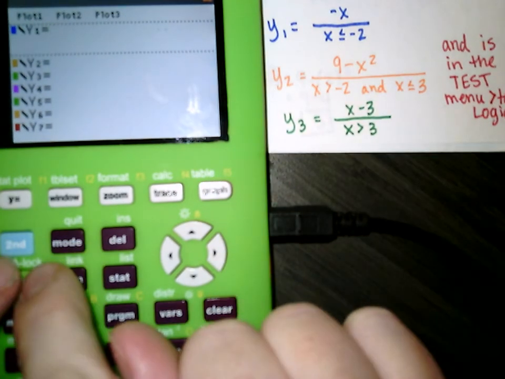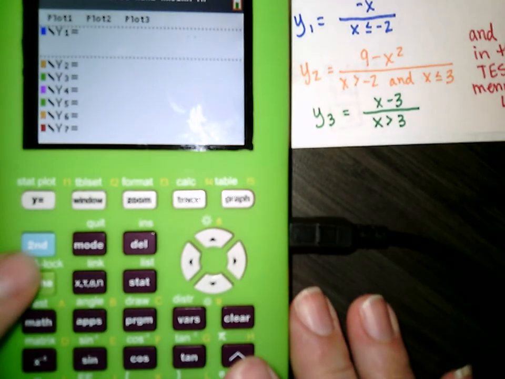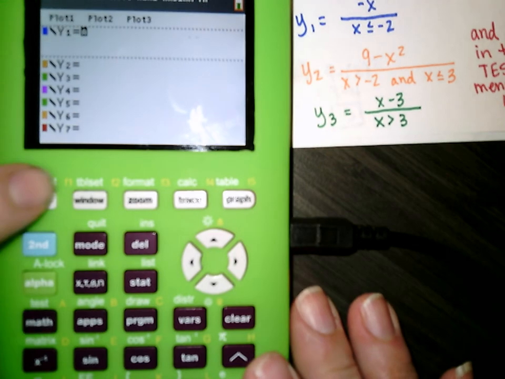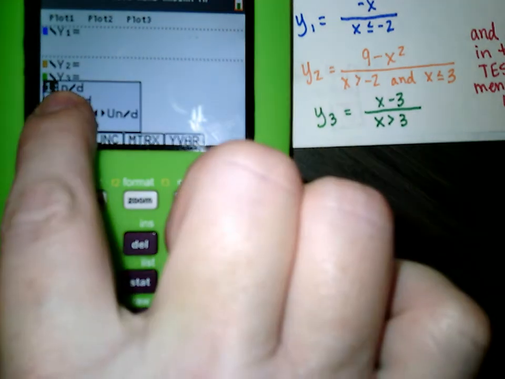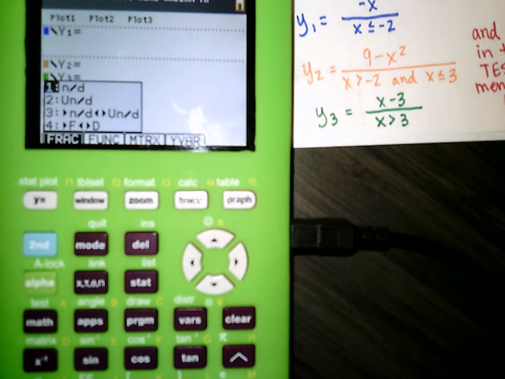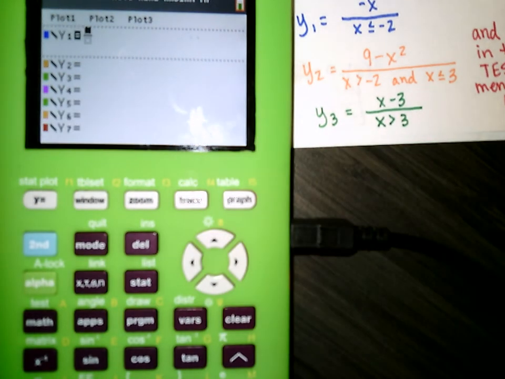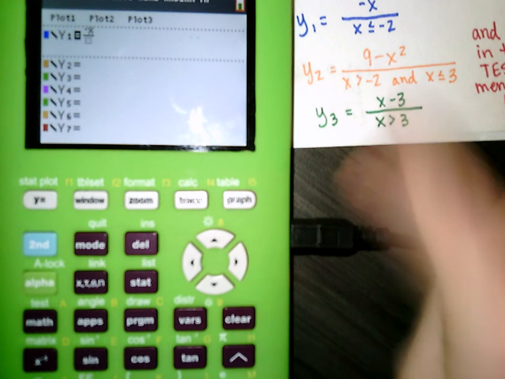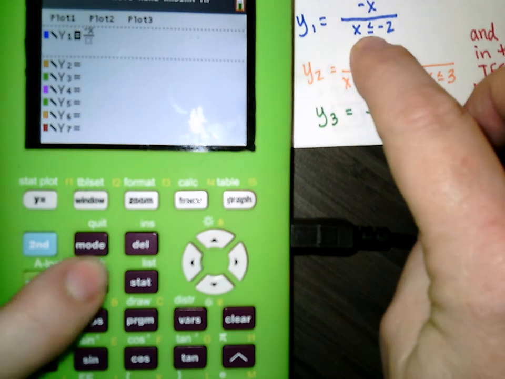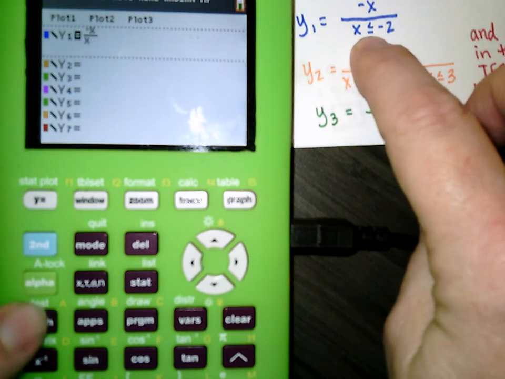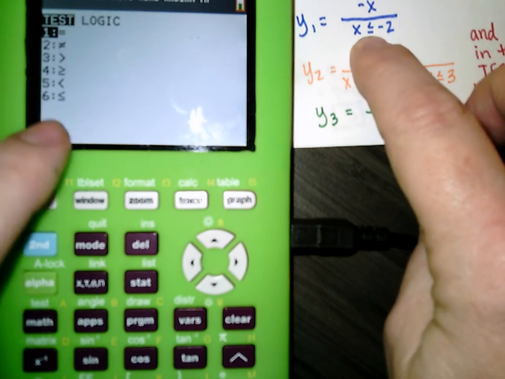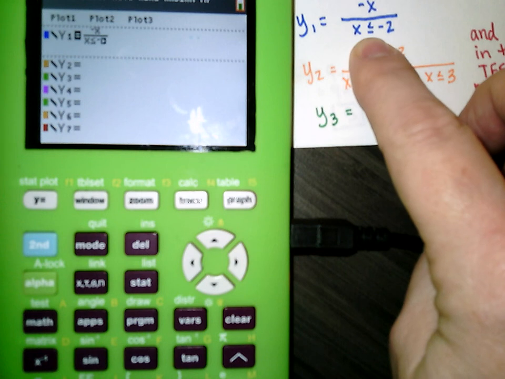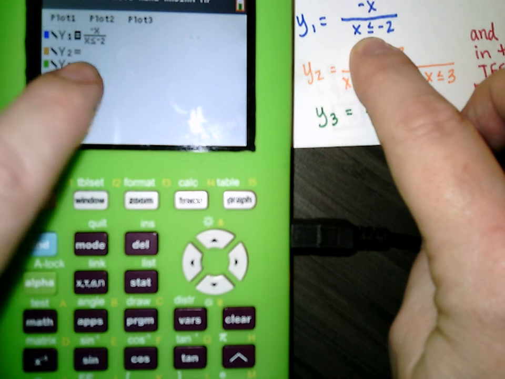So to get the fraction, you're going to push alpha y equals. And then we're going to select numerator, denominator. So select number 1. And then in the numerator, we type the rule. And in the denominator, we type the zone, x. We still get the inequality symbol in the same place. So x less than or equal to -2. And then we'll go to the second one.